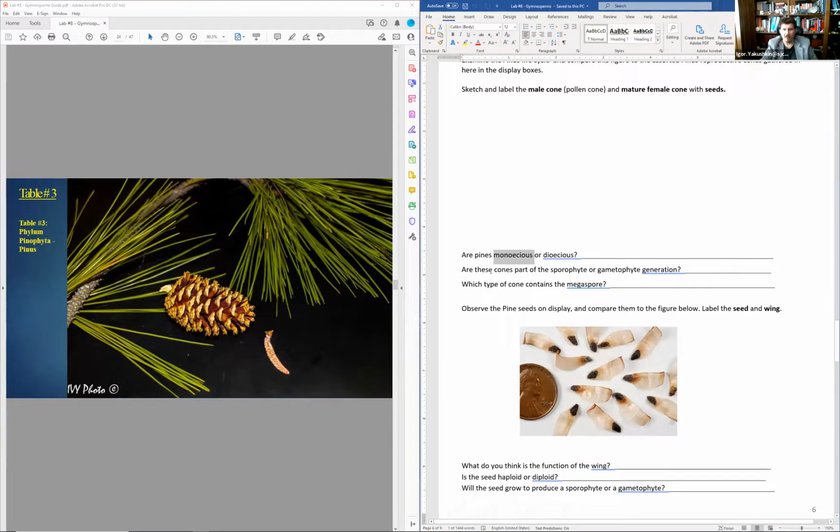Are those cones part of the sporophyte or gametophyte generation? They continue to be a sporophyte generation, but the gametophyte will be developed inside of them. Which cone contains a megaspore? The female will contain a larger spore, megaspores, and the males will contain the smaller ones known as microspores, also known as the pollen.